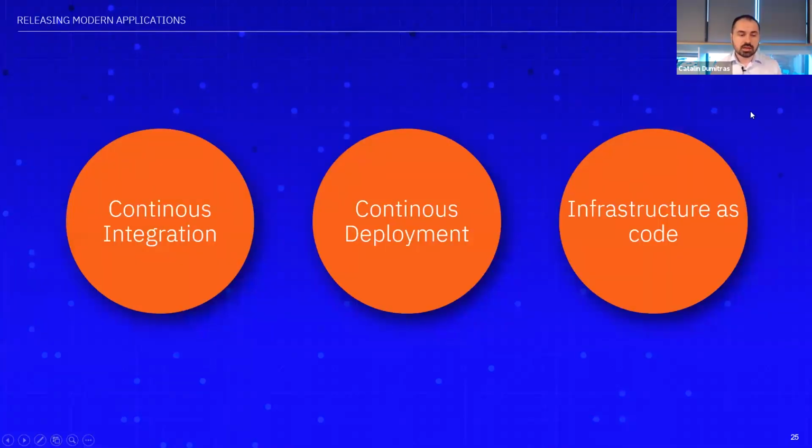This cycle of continuous integration and deployment really is two of the three pillars of releasing modern applications. The third one we touched upon is infrastructure as code, because basically now everything is in your Git repository. It's tracked. You can use best practices for infrastructure as you would use for any other software product. And it's as it should be.